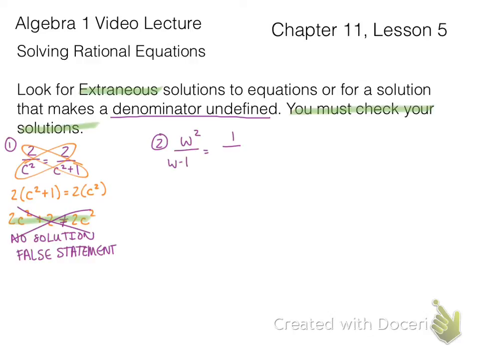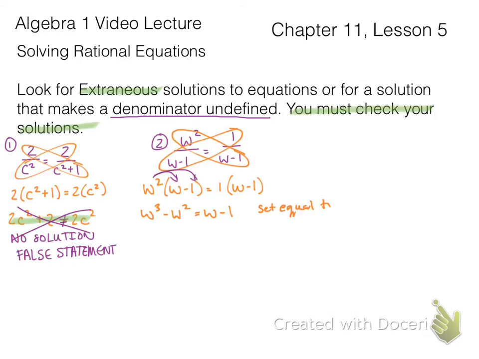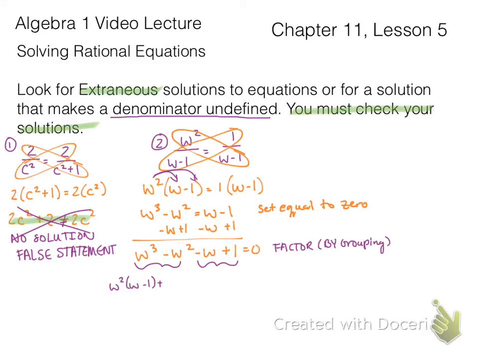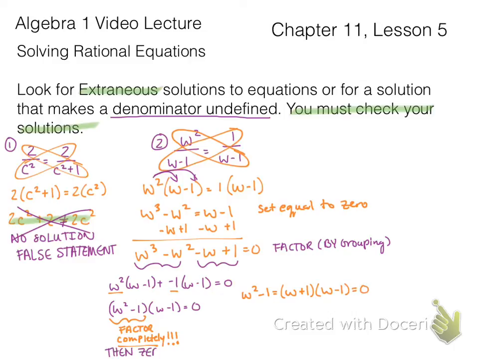Next one, w squared over w minus 1 equals 1 over w minus 1. So cross product, and we get w squared times w minus 1 equals 1 times w minus 1. I'm going to distribute. I'm going to set equal to 0 so that I can factor. And I'm going to factor by grouping. All right, it's probably been a while since you've done that. So there we go. Factor by grouping. And we're going to factor completely because that actually factors out again. All right, so then there's 2 of them.